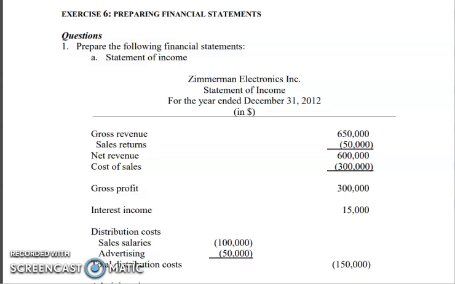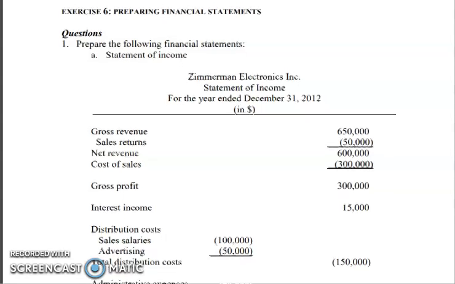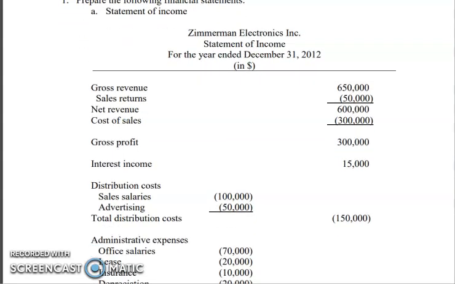Okay, so we have gross revenue minus sales discounts to give us our net revenue, or the actual overall revenue dollars that we had for the year after any returns and after any discounts. Okay, so then we had a cost of sales of 300,000.